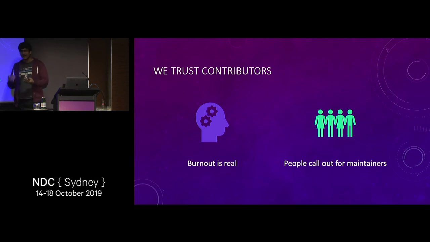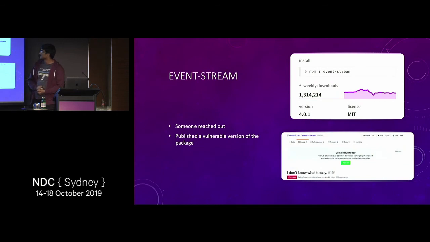They say, okay, I can't support it, but someone else can. So please come reach out to me and I'll hand over the keys to you. One such example, event-stream. The developer essentially stopped maintaining it. They said people are still using it. It had 1.3 million downloads a week. It's a very popular package in Node.js, but they couldn't do it anymore.